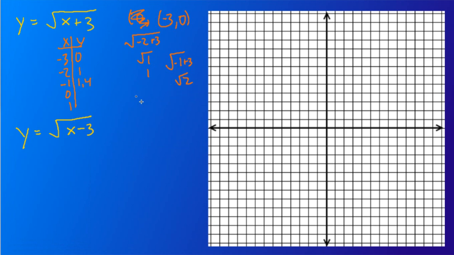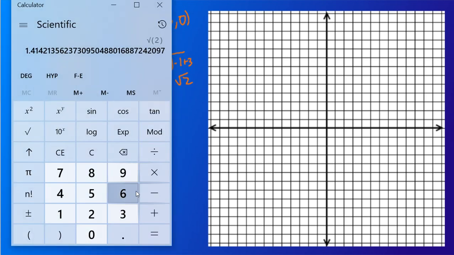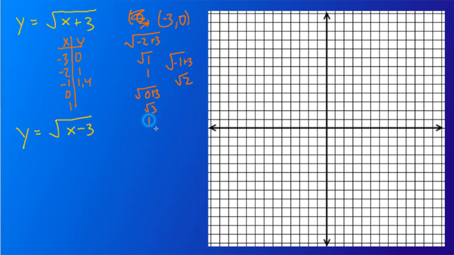If I put in 0, that's going to be 0 plus 3. So square root of 3. If I put in square root of 3, I get 1.7. If I put in 1, that's 1 plus 3. It's inside the square root, which is 4. Square root of 4 is 2. And we'll just go on from there.